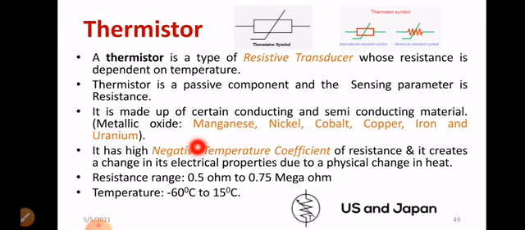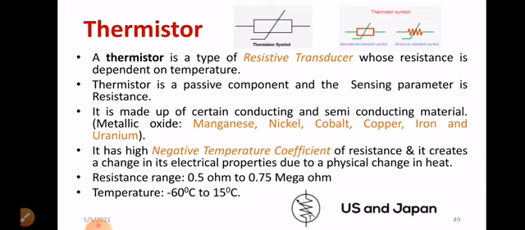There are two varieties of thermistor: those with a positive temperature coefficient of resistance and those with a negative temperature coefficient of resistance. However, negative temperature coefficient materials are most commonly used. That means temperature and resistance are inversely proportional. The resistance varies in the range of 0.5 ohm to 0.75 megaohm, and the temperature you can measure is in the range of minus 60 degrees Celsius to 150 degrees Celsius. In the US and Japan, you can see how they represent the thermistor in the diagram given at the bottom of the slide.